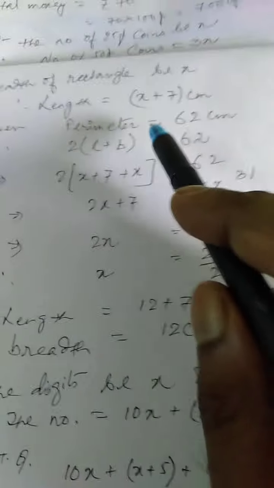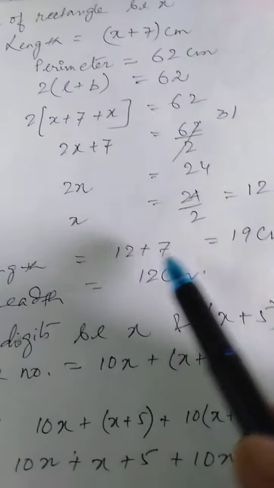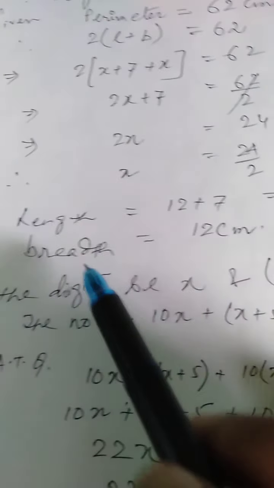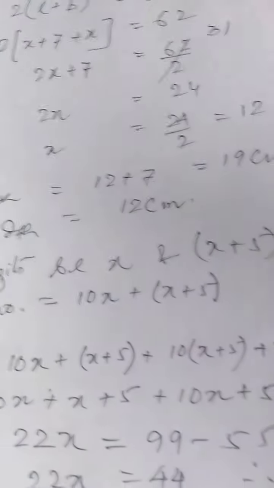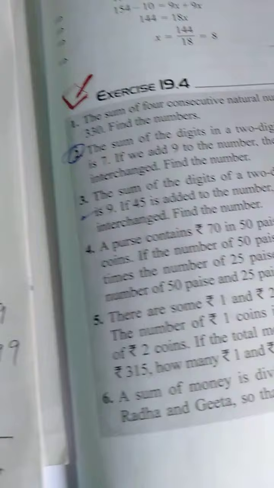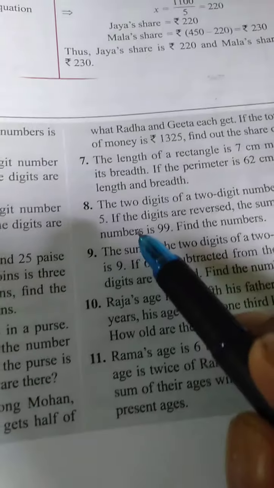So now what was x? 12. So what was the length? x plus 7. So length is 12 plus 7, 19 centimeter and breadth is 12 centimeter. Okay. Achha, now we will do one more digit sum, the last sum for today.